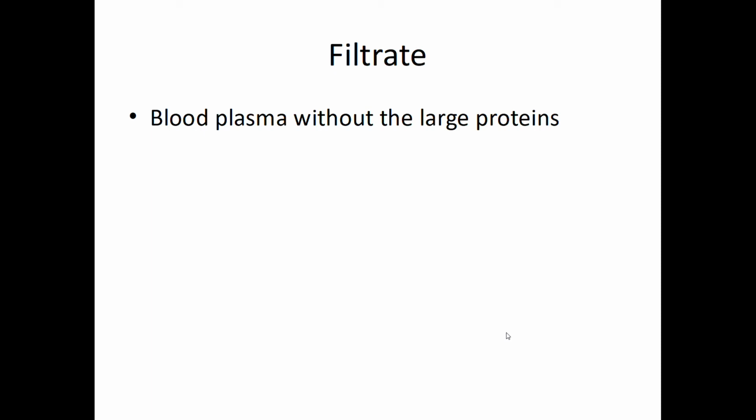Now what's come out there is the filtrate. The filtrate is just the blood plasma without the large proteins. So we've pulled out all of the formed elements, both the cells and the platelets. We're keeping them in the capillary. And all of the large proteins like albumin, a lot of our protein hormones, are staying in as well because they aren't being let through the slit diaphragms.